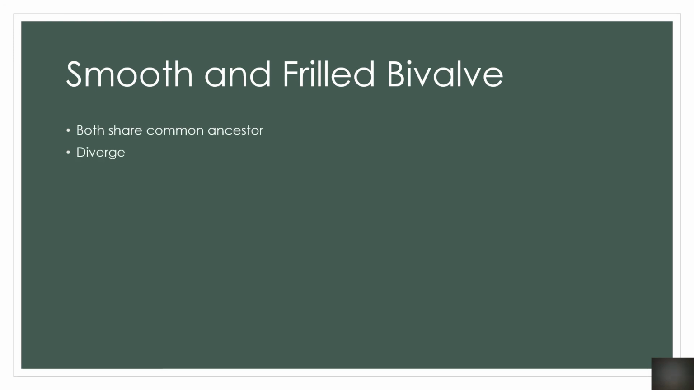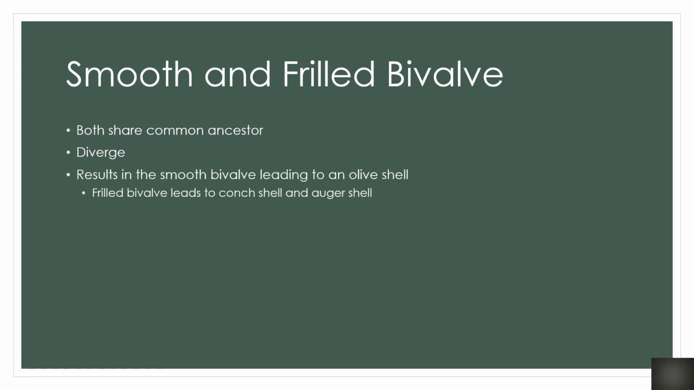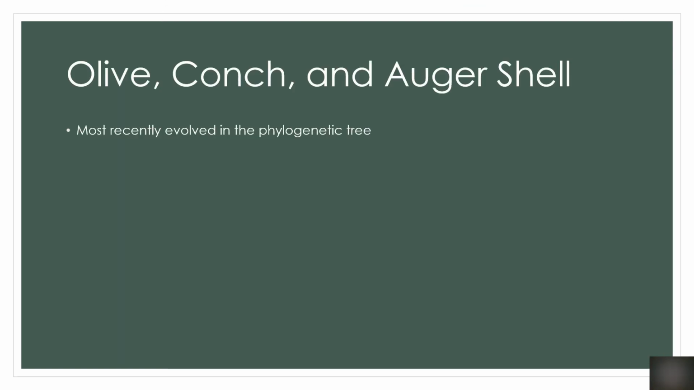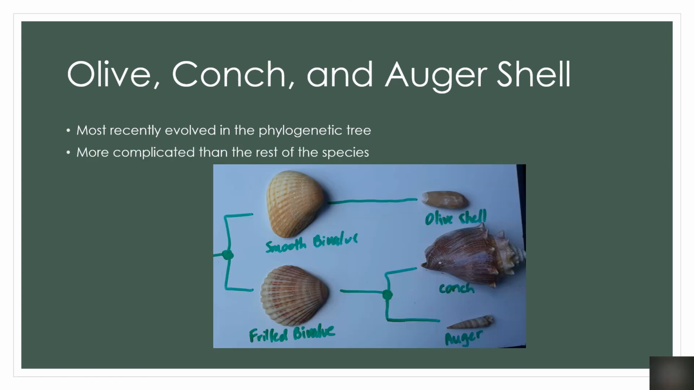The smooth bivalve evolves into the olive shell, while the frilled bivalve evolves into the conch and auger shell. The olive, conch, and auger shell are the most recently evolved in the phylogenetic tree. They are more complicated than the rest of the species, so they are further along in the phylogenetic tree.